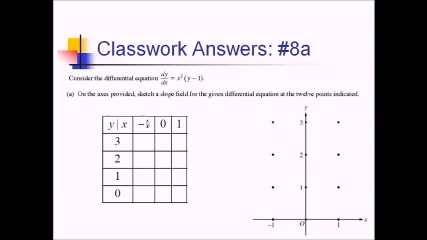So for the x value -1, we're essentially doing -1 squared, which is just 1, which makes no difference whatsoever. So really, we're just doing y minus 1 for this first column. So we've got 3 minus 1, which is 2. 2 minus 1 is 1. 1 minus 1 is 0. 0 minus 1 is -1. For this next one, it's even easier because we're doing 0 squared, which zeroes everything out. So this whole column is just 0.